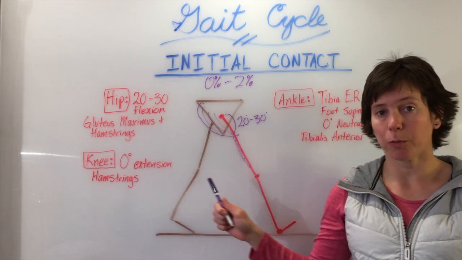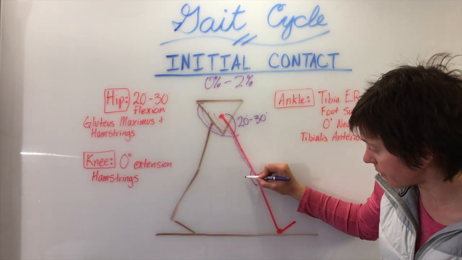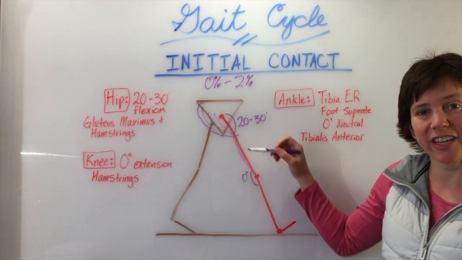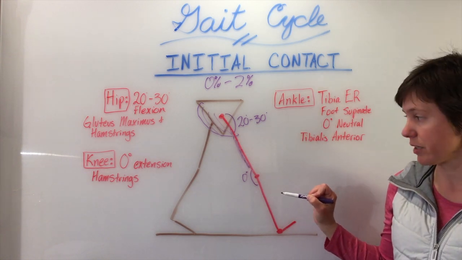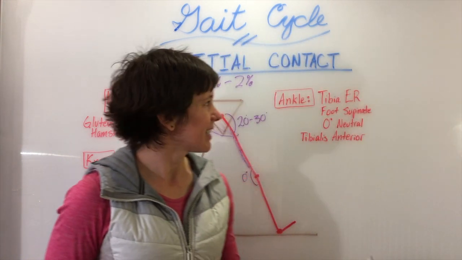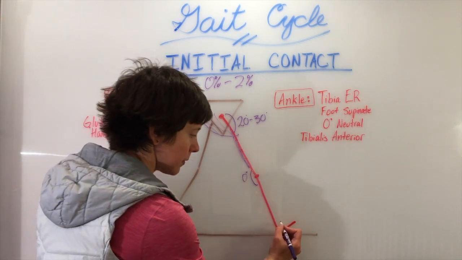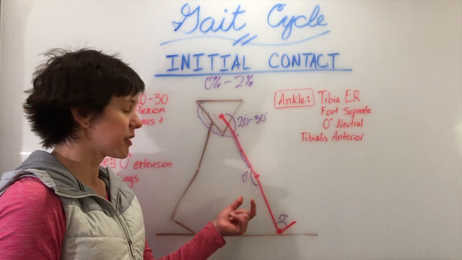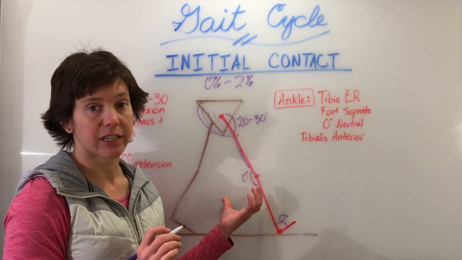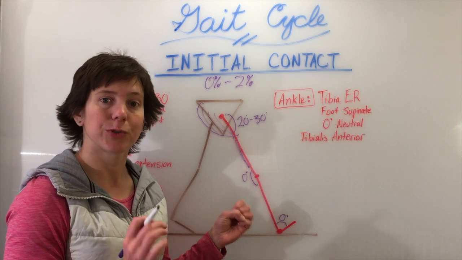At the knee, it will be at about 0 degrees, full extension. And once again, the hamstrings will be firing to help stabilize the knee joint. And here at the ankle, it will be at about 0 degrees, neutral. And the tibia will be slightly externally rotated, which means that the foot will be slightly supinated.